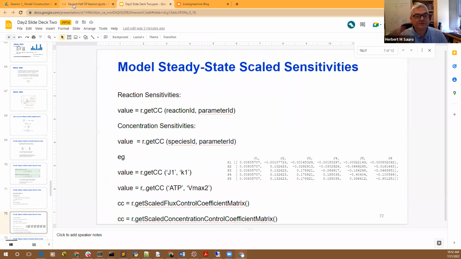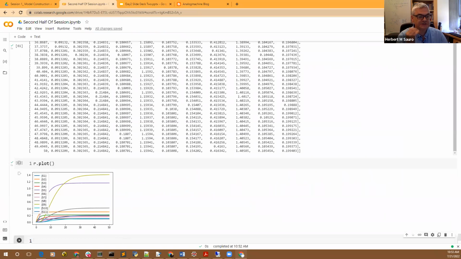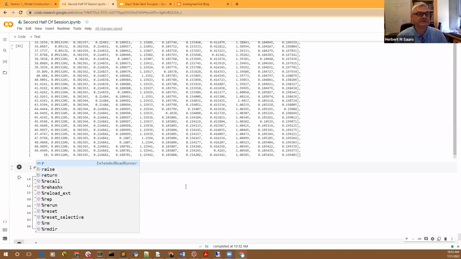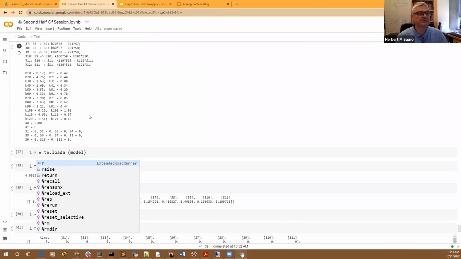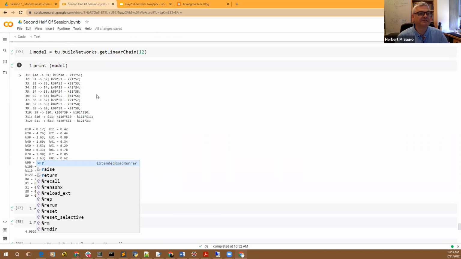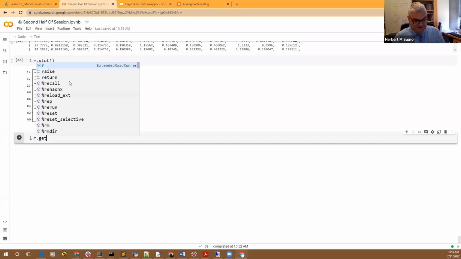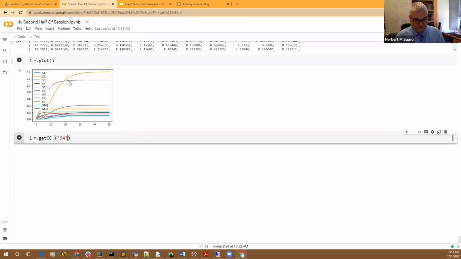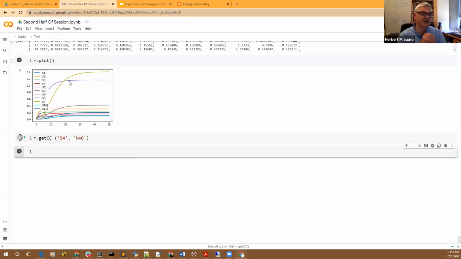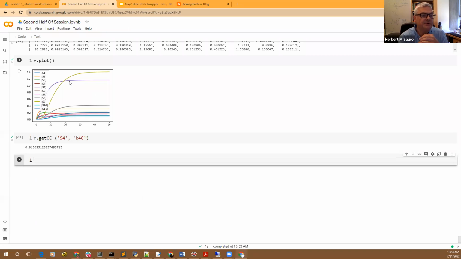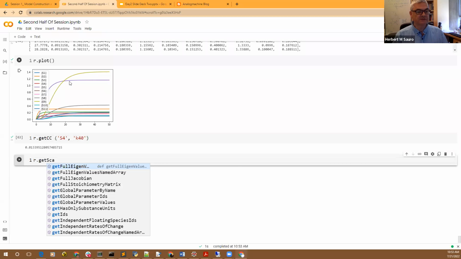Well, I can compute all the control coefficients as before. There are some parameters in here, for example, let's say K40. These are all reversible now, so I can go r.getCC S4, K40. I'll get the sensitivity for that one. There it is, 0.01339.